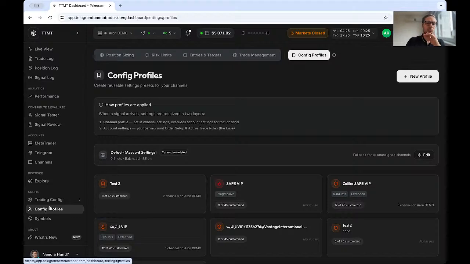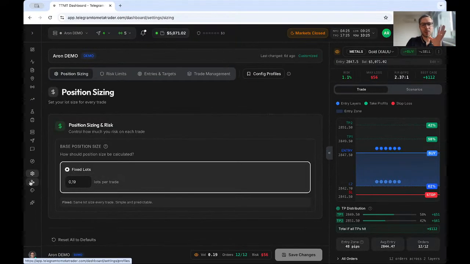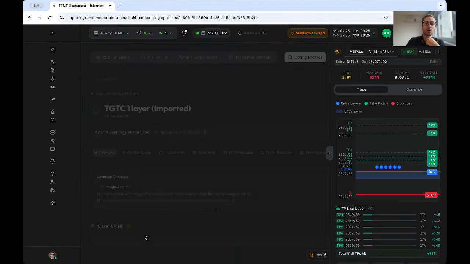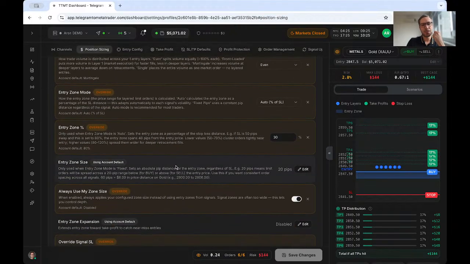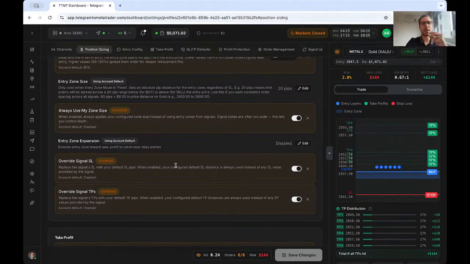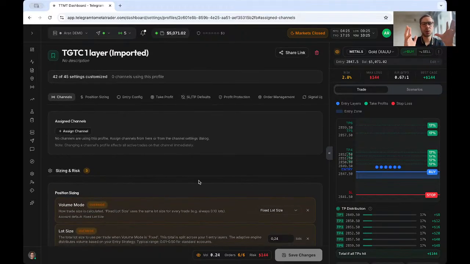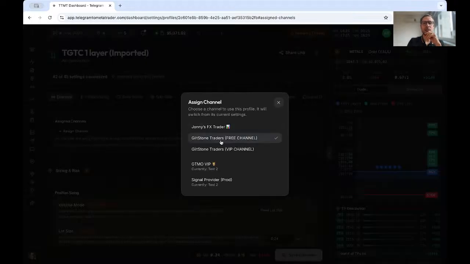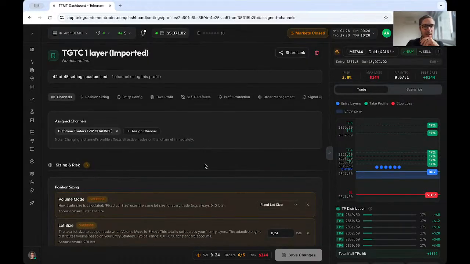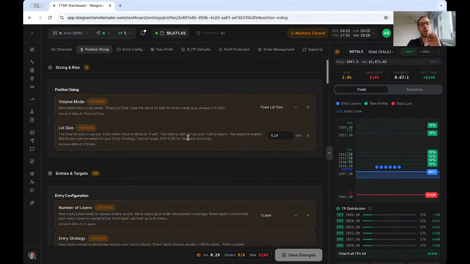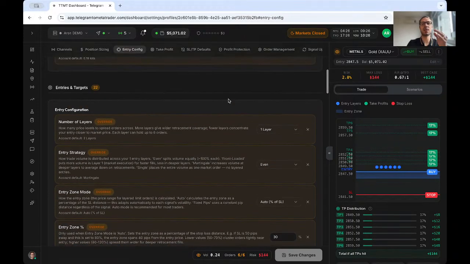What it means is, these are the global settings, but when you go to config profiles, you can create or recreate a set of settings from the same list and same possibilities, but then change these as a so-called config profile, and then assign these settings to a specific channel. Let's say I'm now assigning these settings to Guildstone Traders, which is a very cool channel and supported by TTMT. From now on, if Guildstone sends a signal and TTMT executes the signal, it's not going to use the global settings in my account, but rather these settings.